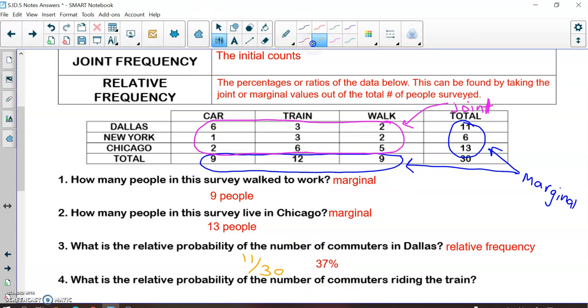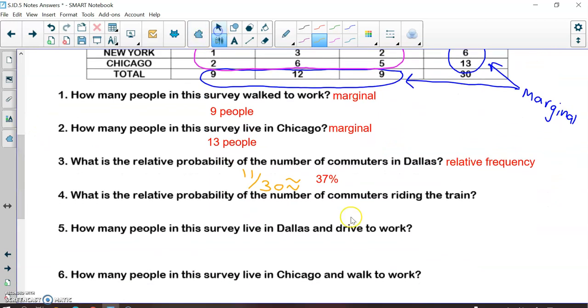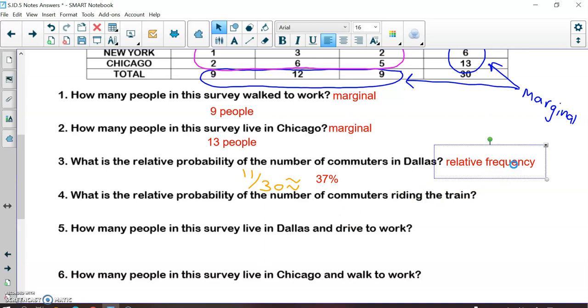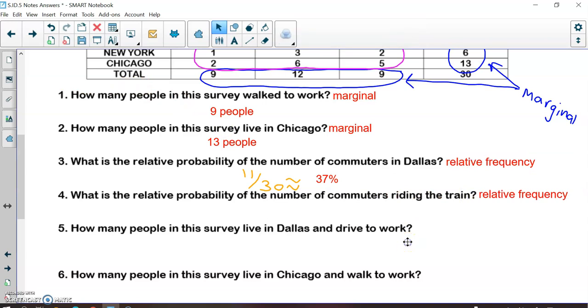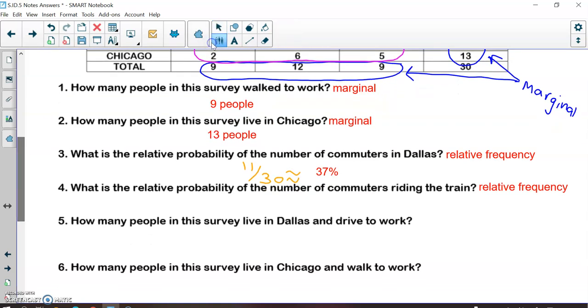And actually, I'm going to write the approximately equals sign, because we did have to round. All right, and so what is the relative probability of the number of commuters riding the train? Again, I'm finding the relative frequency. How I do that is I look at the number of commuters riding the train, which is 12, and I put that out of 30. So I do 12 over 30.